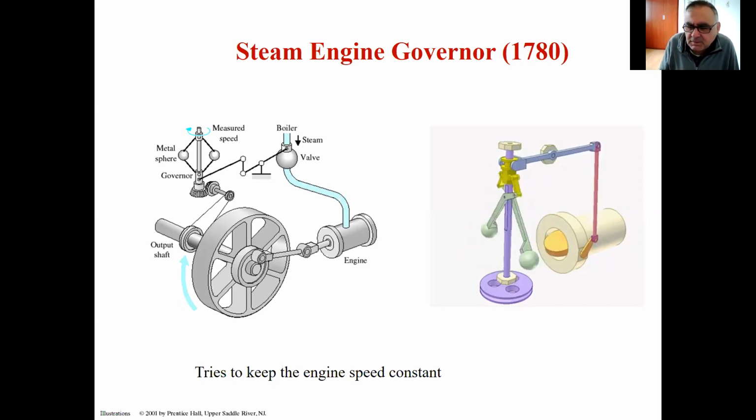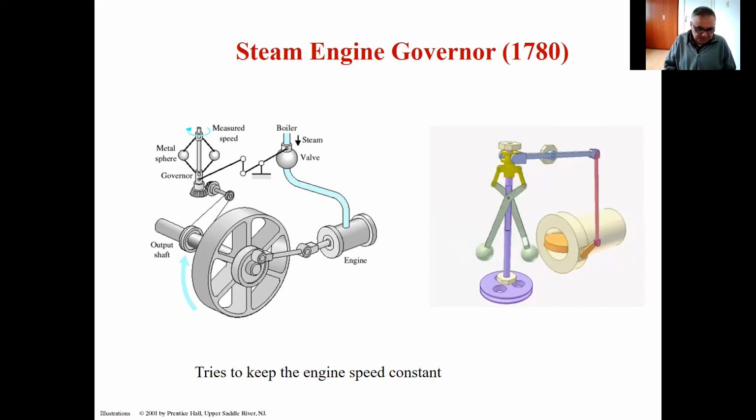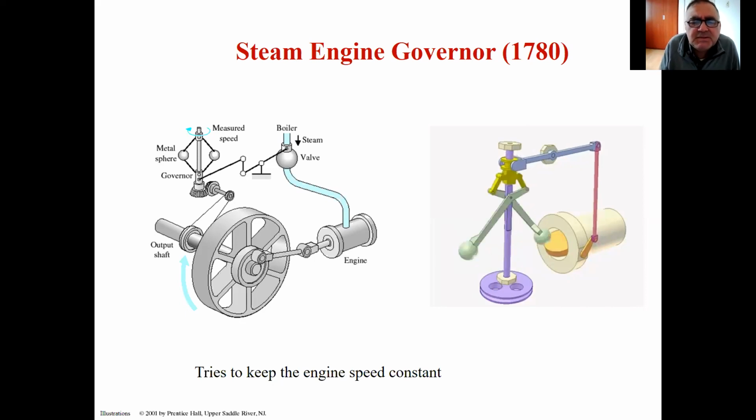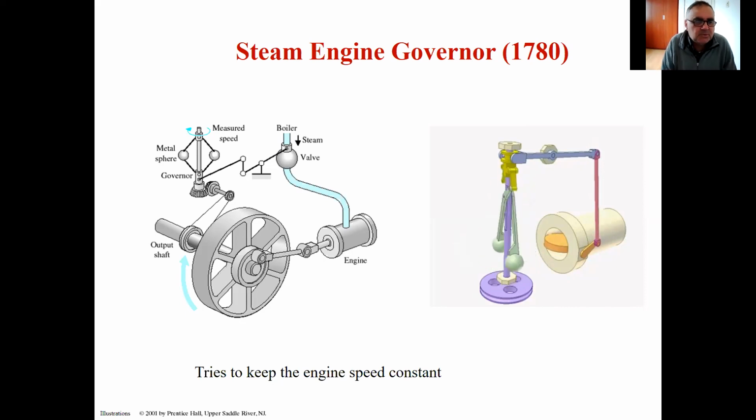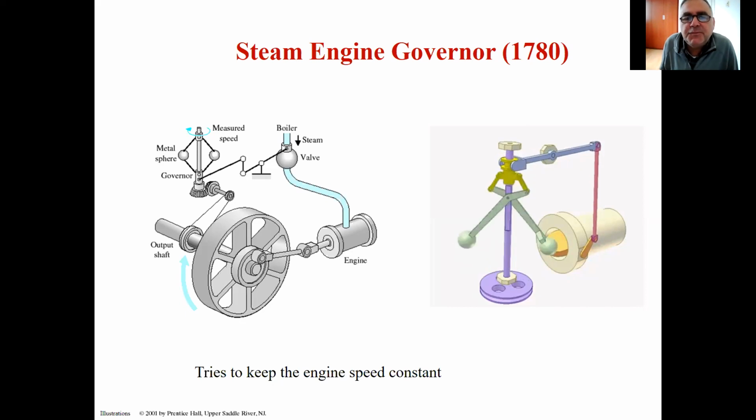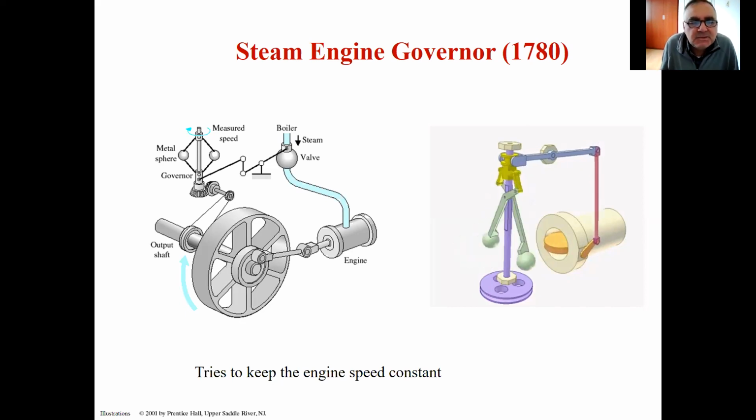Until, I think, the 1870s, James Clerk Maxwell wrote a paper on governors, and he basically explained the stability of these devices, but we will come to that later on. We don't have to go too much in detail, but this is one of the first applications of control systems. As you see, the steam engine governor regulates the speed of the engine.